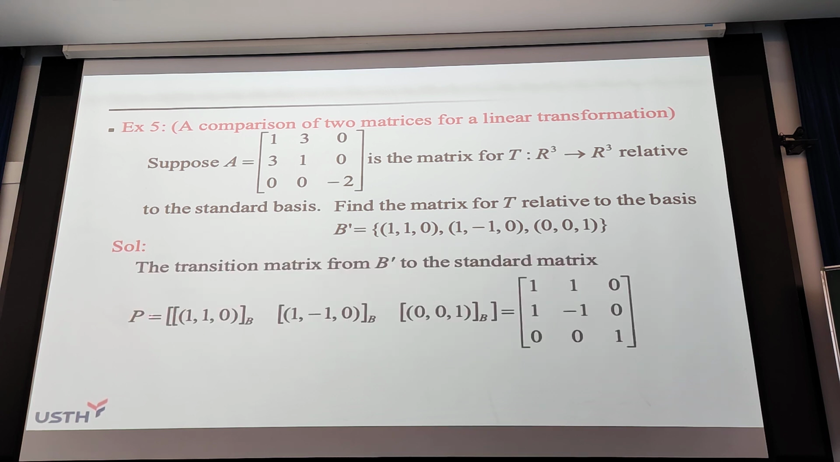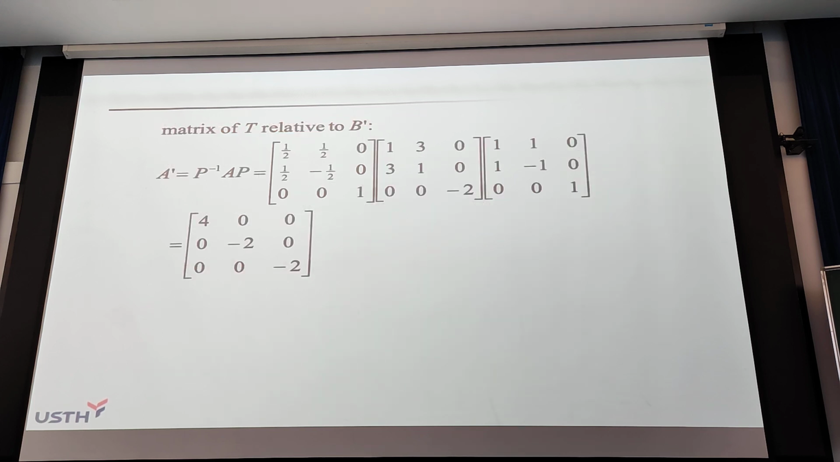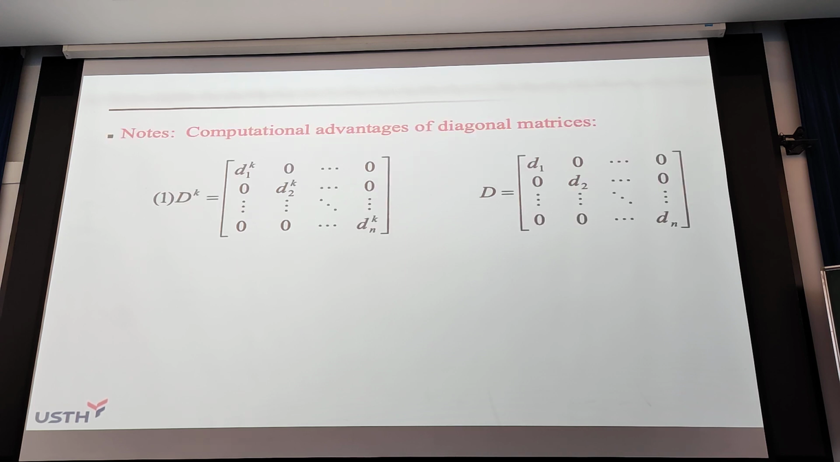That is, if we find P to be the transition matrix from B prime to the standard basis, then P inverse will be that one, and A prime will be that one. You can verify it, and then A prime and A are similar to each other. And the last point about similar matrices is the following.